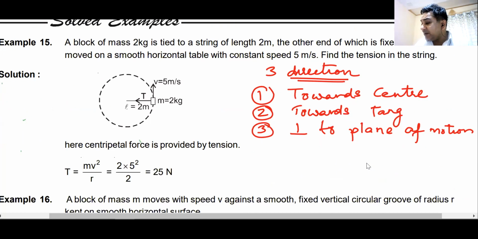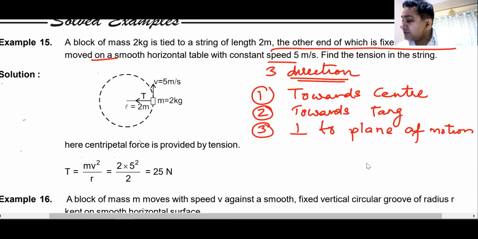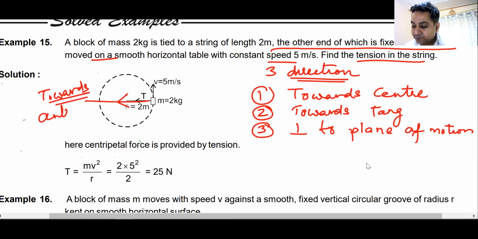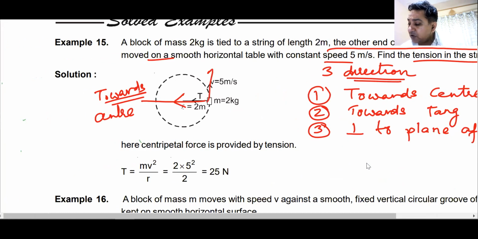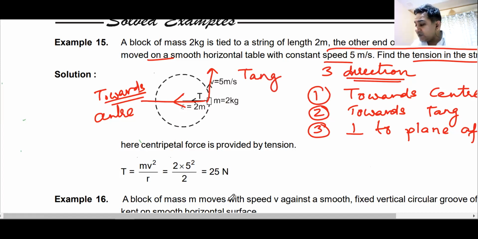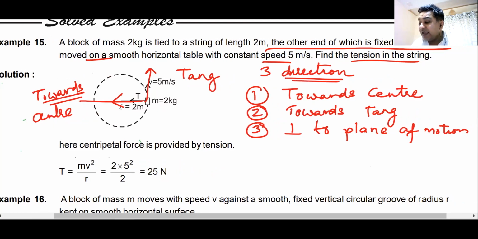A very good example is here. This is horizontal motion. So they want to find out the constant tension in the string. As you can see, this direction is towards the center, so you can make one equation in this direction towards the center. You can make one equation along this direction, that will be the tangential direction, if you want. Else you make an equation perpendicular to this. There is no force acting in that direction, so there is no need of making that equation.